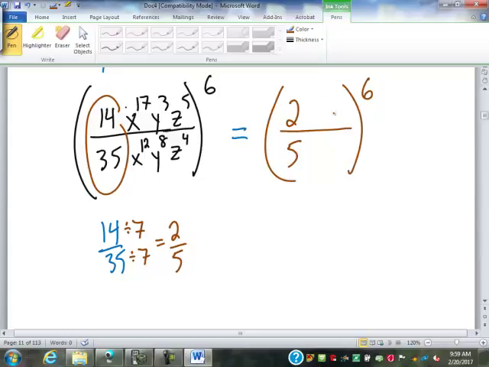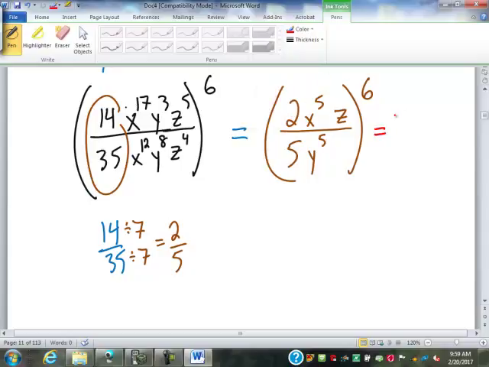How about x? On top, what power? 5. Good. How about y? On bottom, what power? 5. And z? Top, what power? None, just z, or z to the 1. And now we've got to do the power of 6.